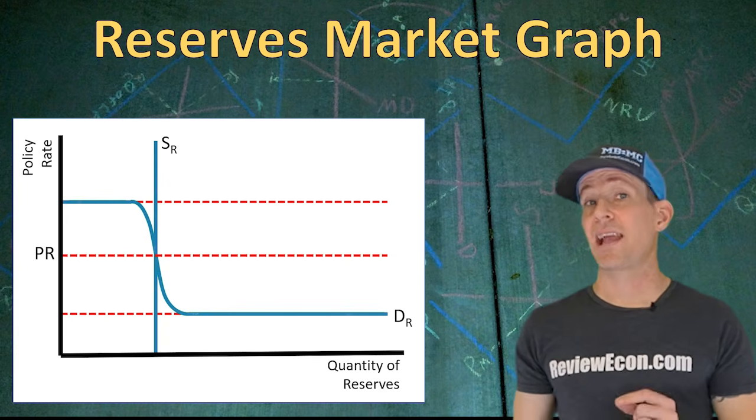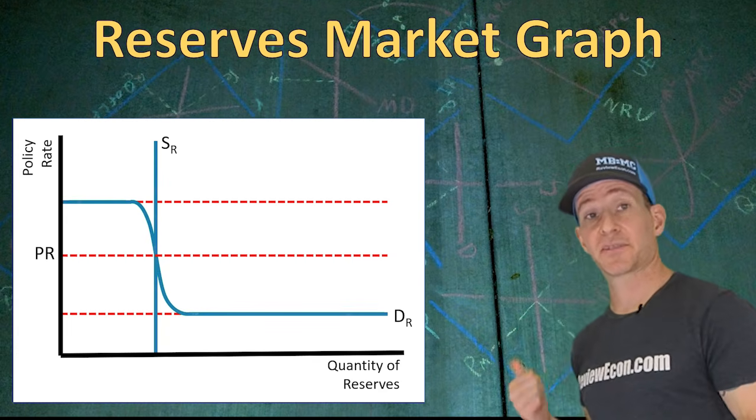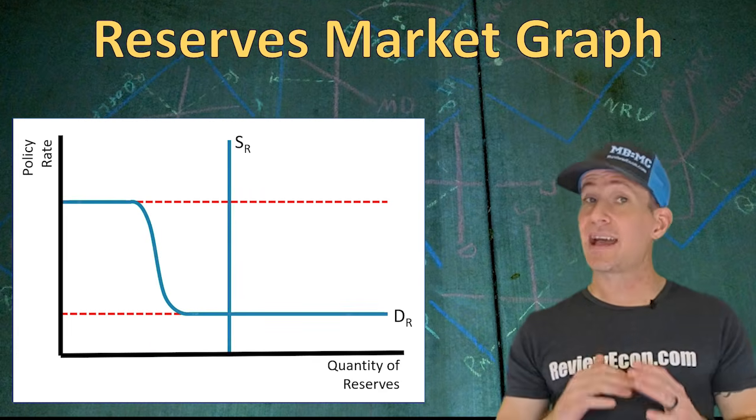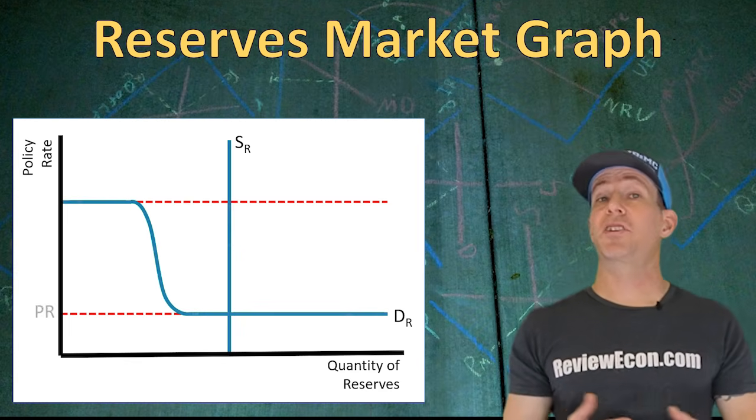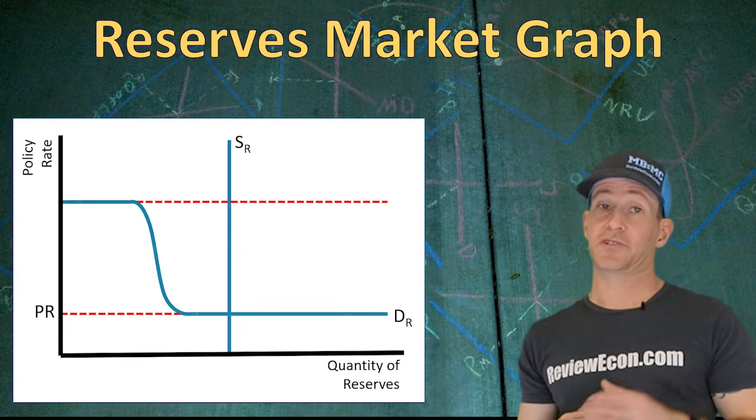Now, in the United States, we have an ample reserve system. That means that the supply curve is going to intersect the demand curve in that lower flat portion. And that gives us our policy rate very close to the interest on reserves rate.